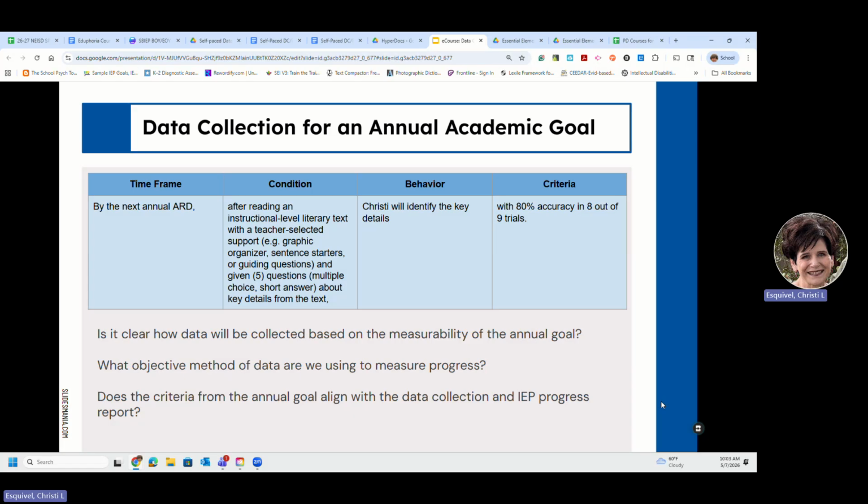What objective data are we using to measure progress? In this case, 8 times each 9 weeks, the student's given 5 questions about key details from the text and must answer with 80% accuracy. We can use these trials as part of our data collection to measure progress. Does the criteria from the annual goal align with data collection in the IEP progress report? Yes, the data collection measurement allows me to report at each specified reporting period the percentage of correctly answered questions regarding key details.